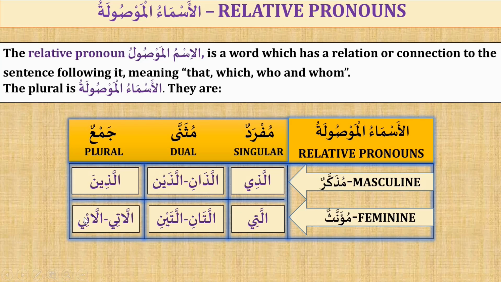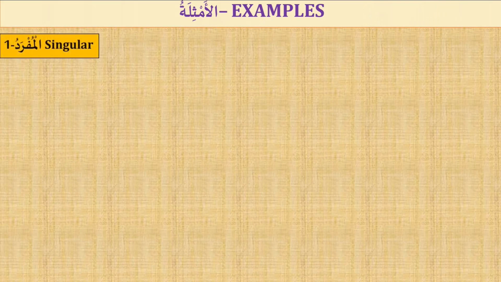اللاتي and اللائي are the same, there is no difference, but اللاتي is used most. And here there are two duals. The first one is used in nominative case and the second one is used in accusative and genitive case, same as here, اللتان and اللتين. Now let's learn in the sentence. The first one is المفرد, singular.